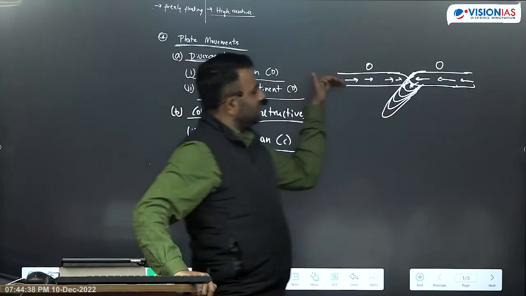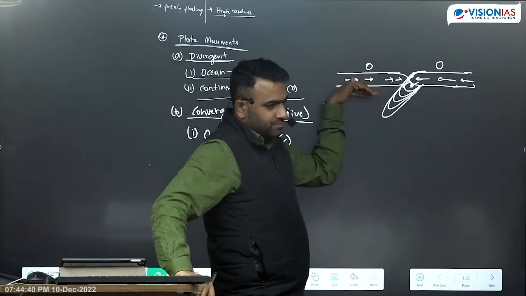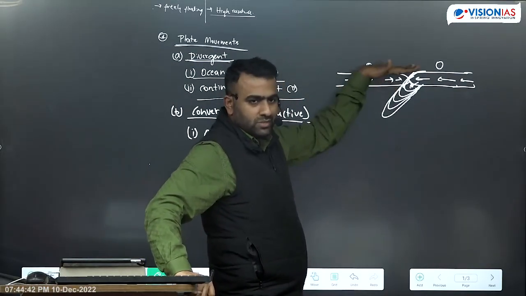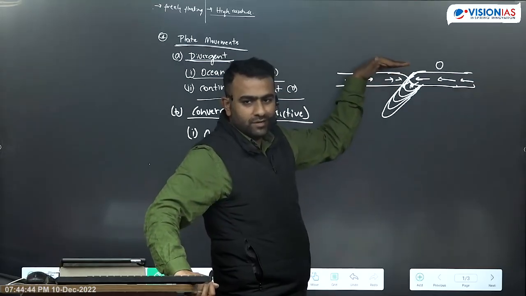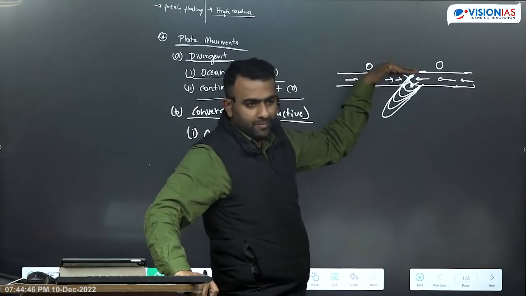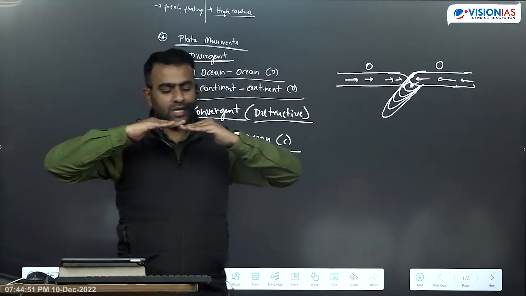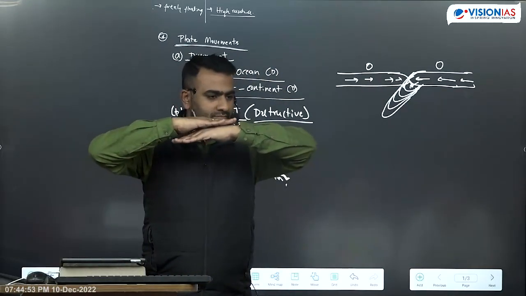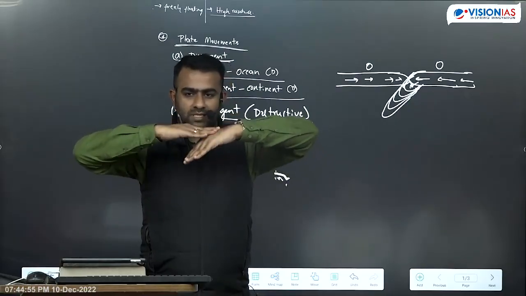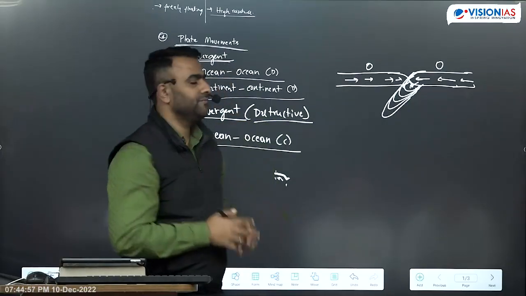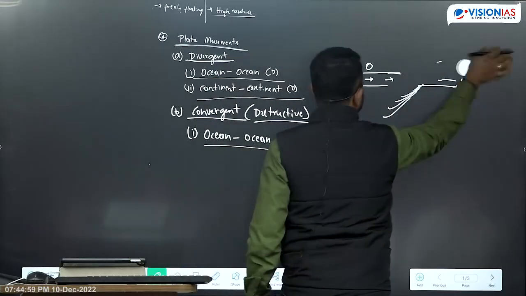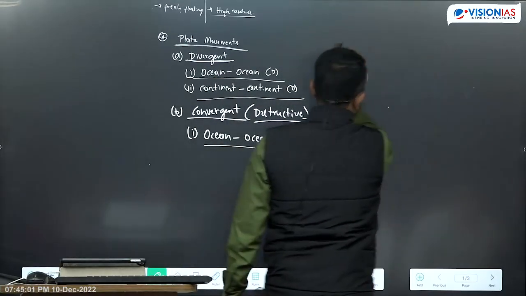The denser one will push the other down because it has more buoyancy force. It will try to float, it will try to be near the surface only. When both of them are converging, it will push the other one downwards like this. Okay, it pushes this one down like this. That process is called subduction.